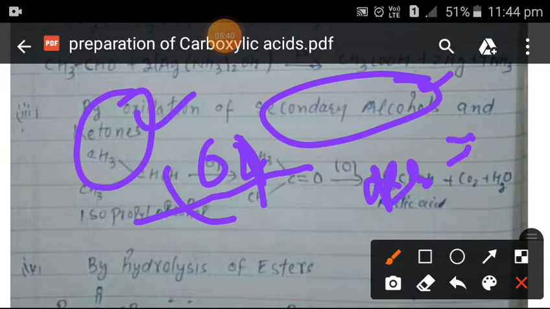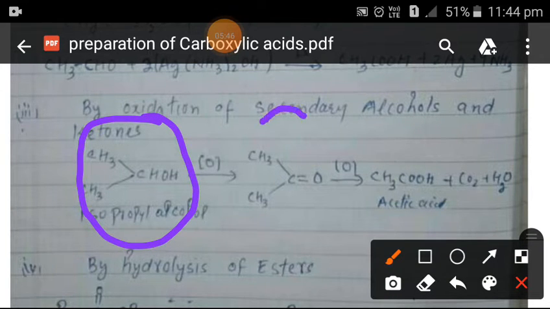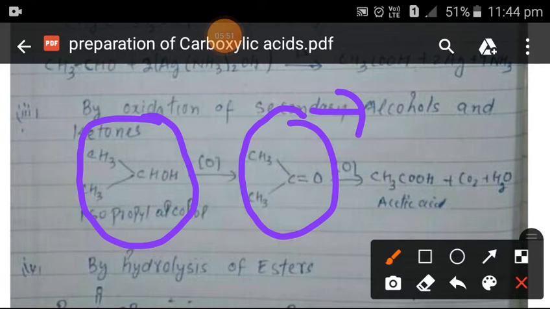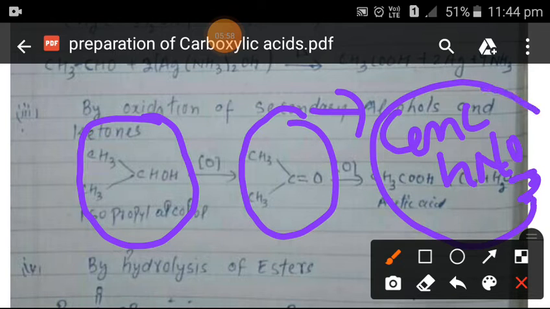Clear? So in order to oxidize these alcohols or ketones, we may use a strong oxidizing agent. For example, concentrated HNO3 is used here. So you must write down that here the reagent used is actually concentrated HNO3.